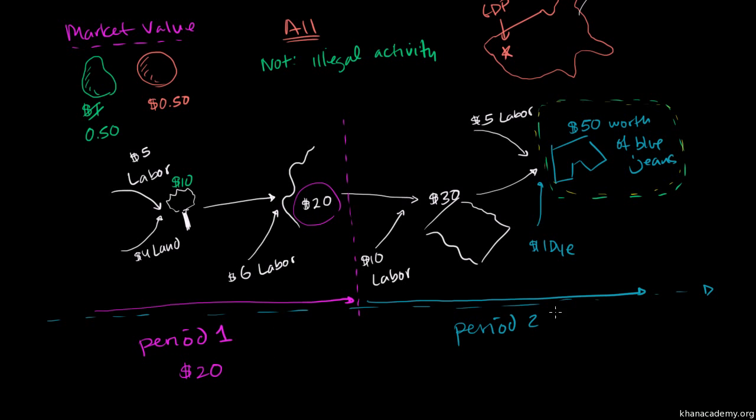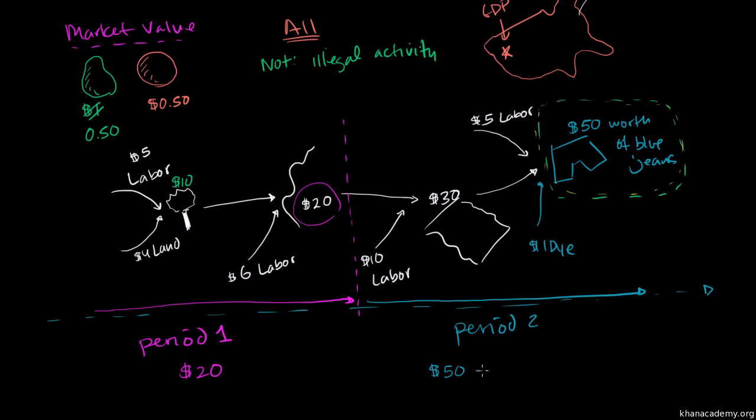And then in period 2, the contribution won't be just the value, won't just be the $50. So we do get to a point that the jeans are worth $50, but so that we haven't double counted the same $20 in both period 1 and period 2, we'll subtract out what our starting point was, or essentially we'll subtract out the contribution, the intermediary products that were already counted in previous periods. Or you could say we'll subtract out the market value of the inputs at the beginning of that period.